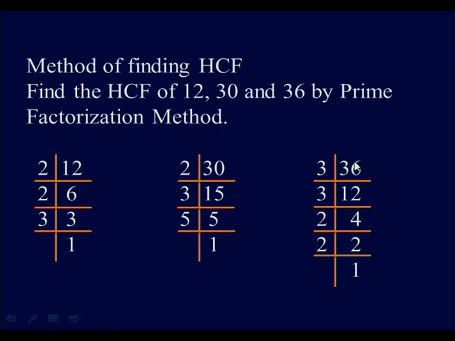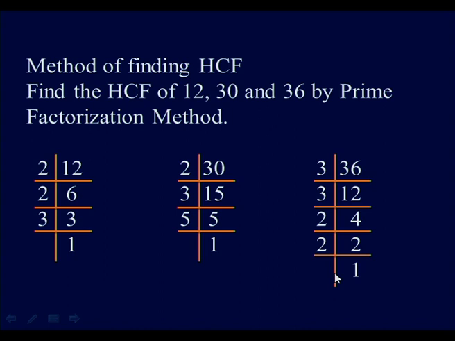Next, 36 is divisible by 3. So, 3 twelves are 36. Again, 12 is divisible by 3. 3 fours are 12. 4 is divisible by 2. 2 twos are 4. 2 is divisible by 2. So, it is 2 ones are 2.